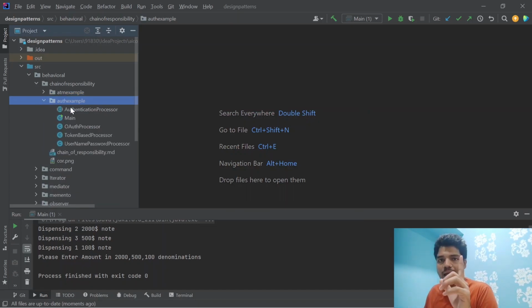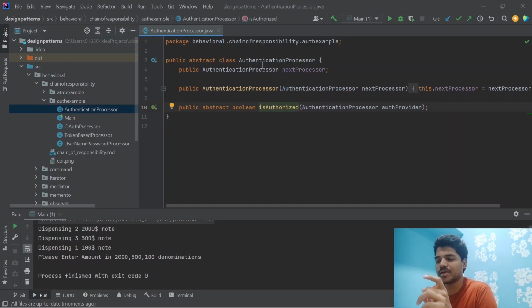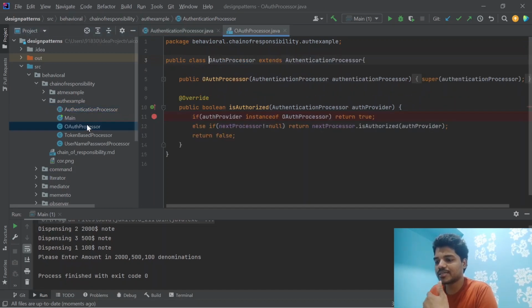So here also there should be one handler, that is the authentication processor. It takes one constructor, that is authentication itself, and it has only one public function called isAuthorized. This authentication processor has different concrete handlers, right? So let's see the concrete handlers. First is OAuth, or the authentication is happening username based, or token based. If it is OAuth, it will check whether the authentication provider is an instance of OAuth or not. If it is an instance, this is the correct processor to do the job.